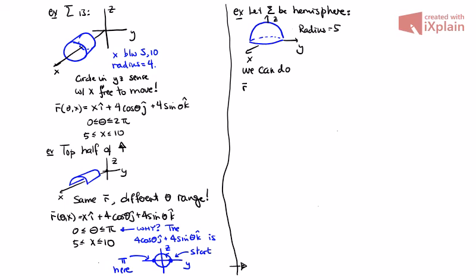Now we don't need a rho because rho is the distance from the origin. It's the radius, if you like. That's a 5. That's fixed. We do need a theta and a phi. And so what we know about spherical coordinates tells us that we could do 5 sine phi cosine theta i plus 5 sine phi sine theta j plus 5 cosine phi k.